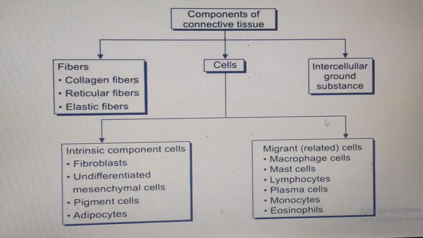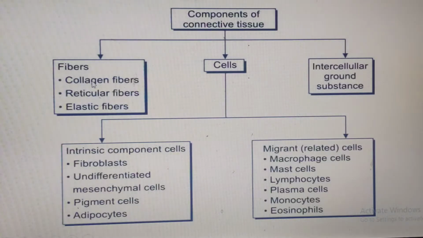And then, of course, you also have the migratory, or the transient or temporary cells. These include the larger macrophages, the mast cells, lymphocytes, plasma cells, monocytes, and eosinophils. What we see generally is that these migratory cells come from the bone marrow, actually, mainly coming from the blood. So you see those ones, the white cells of the blood.